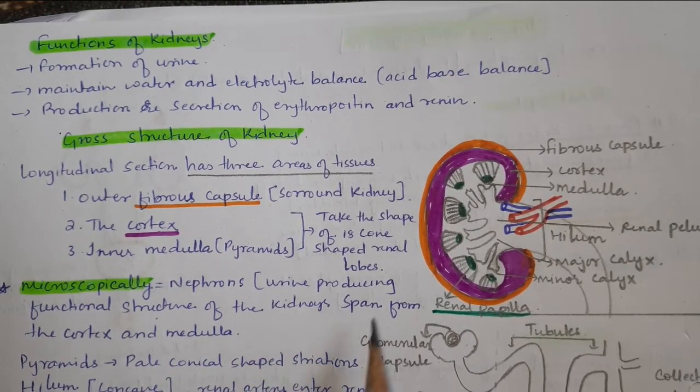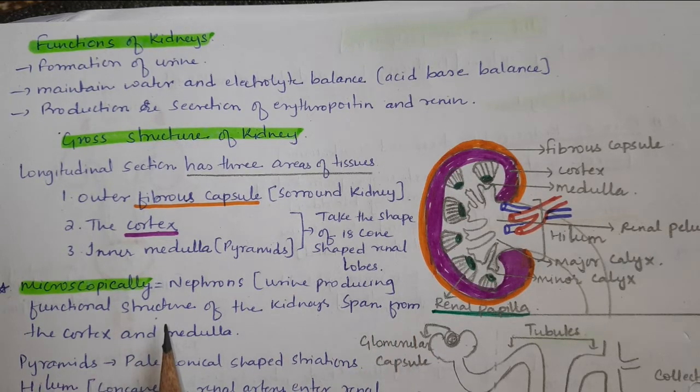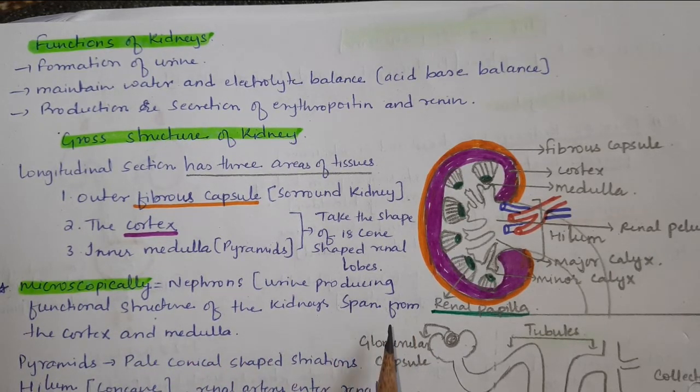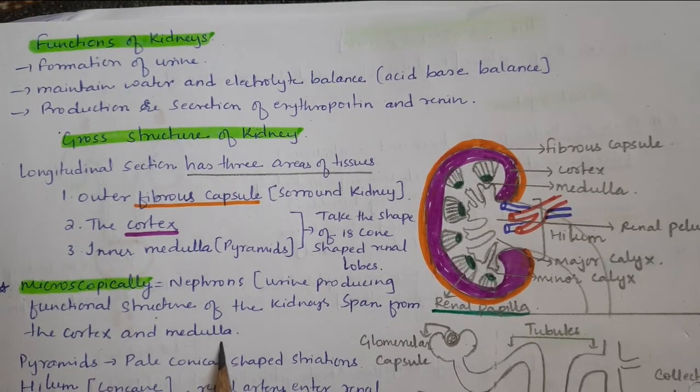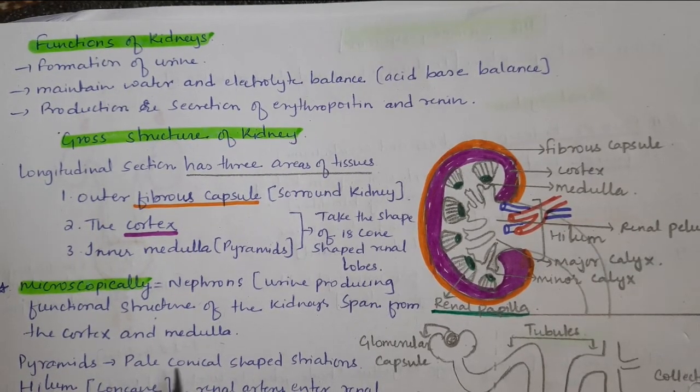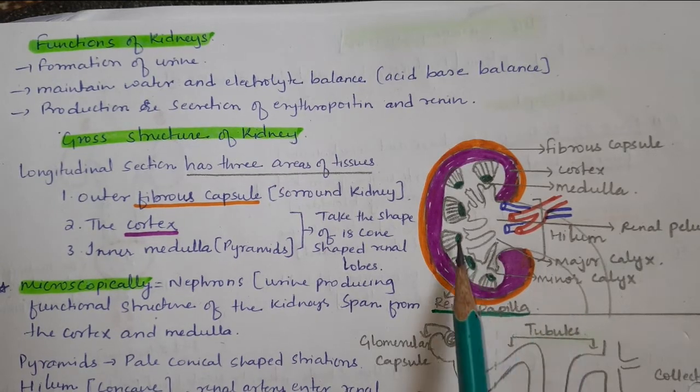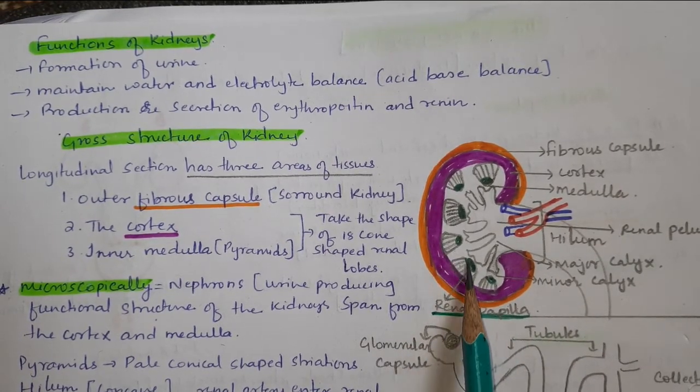When we see microscopically, there we will see a nephron. The nephron is the urine producing functional structure of the kidney that spans the cortex and the medulla. So when we see the kidney microscopically, we will see the structural unit or functional unit of the kidney, that is the nephron, which will be present in both cortex and the medulla. The pyramid is a pale conical shaped striation. So you can see a striation which is present in a pyramid.